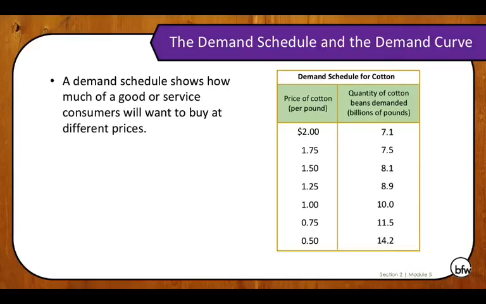So the law of demand states that as the price of a good rises, other things being equal, assuming all other variables remain constant, the corresponding quantity demanded will fall. And the opposite is true. As the price of a good falls, the quantity demanded of that good will rise. Restating this, there is an inverse relationship between the price of a good and the quantity demanded of that good.